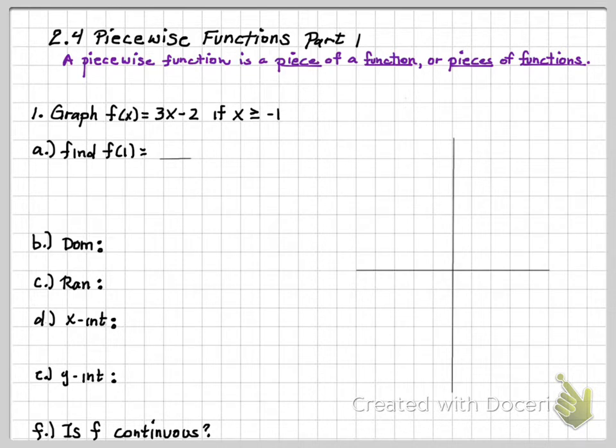Alright, so what is a piecewise function? A piecewise function, up at the top in purple, is simply a piece of a function, or pieces of functions. So for number one, we're going to graph y equals 3x minus 2, or f of x equals 3x minus 2. But we do have a restriction. We're going to apply that restriction after we do our basic graph, just to kind of get into the groove of graphing and remind us how to do this kind of stuff.